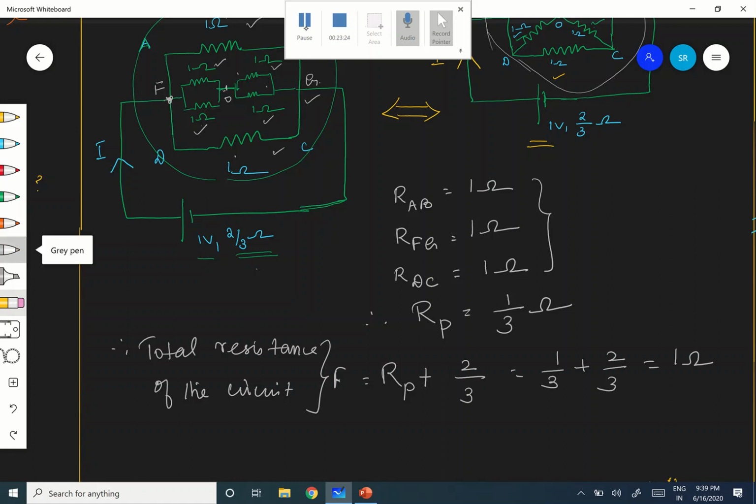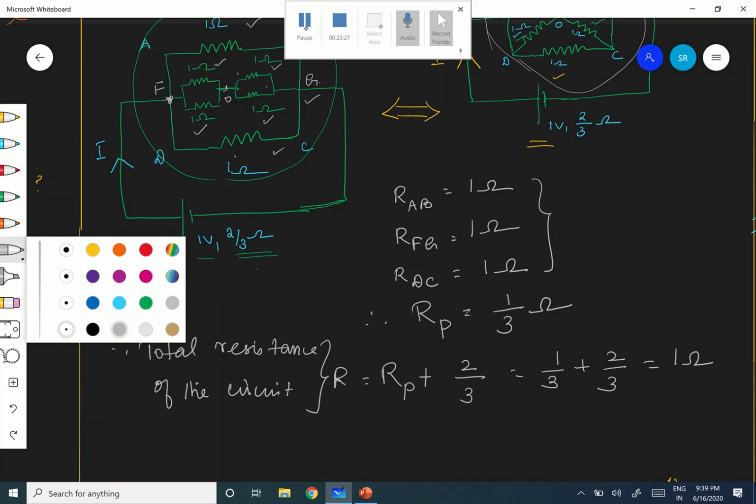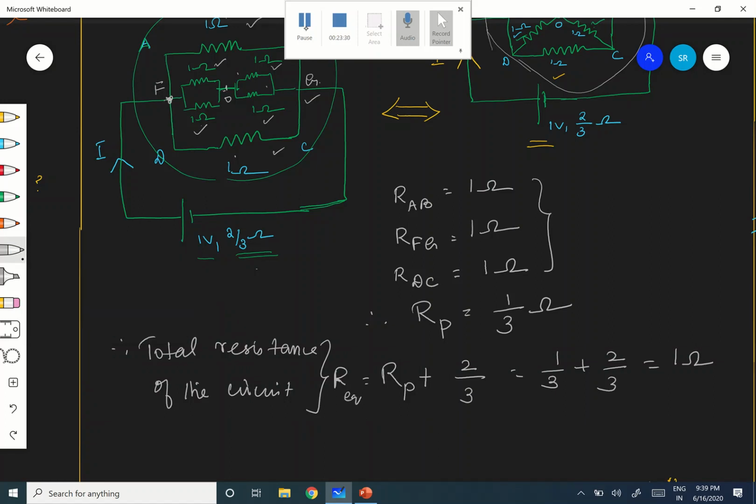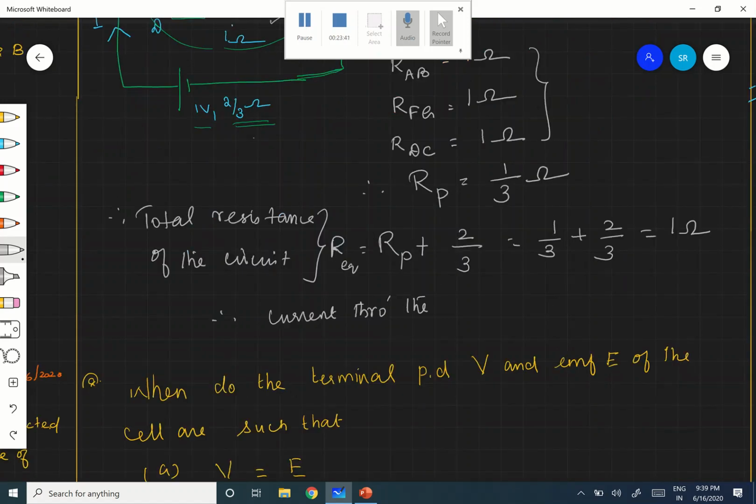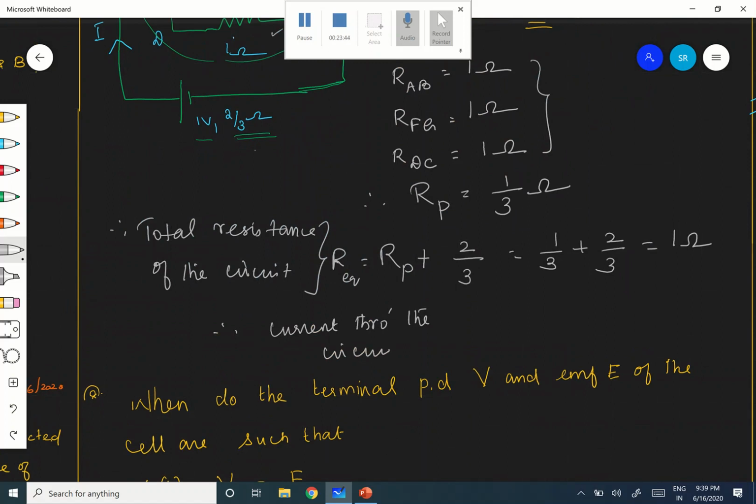Almost we have completed. Our total resistance of the circuit is known, and therefore only the current is asked now. What is the current through the circuit? I is equal to V by R. What is V? 1, divided by R which is 1. Therefore it is 1 amp for the circuit. Okay, right. The total current through the circuit is 1 amp.